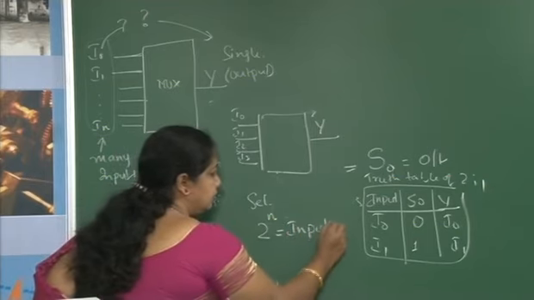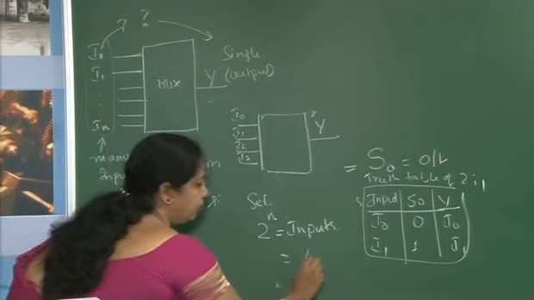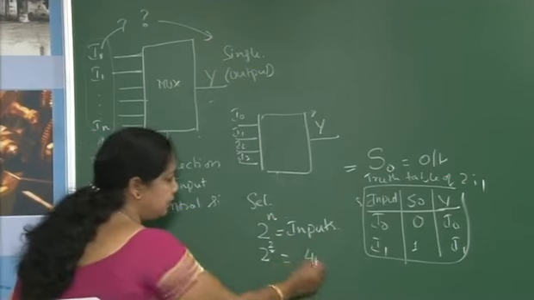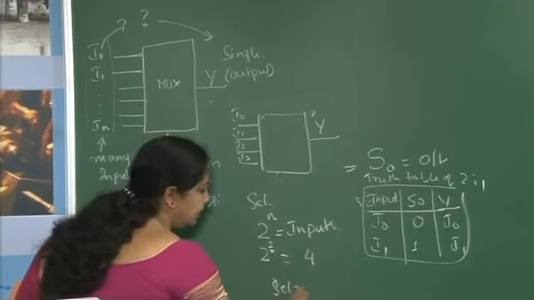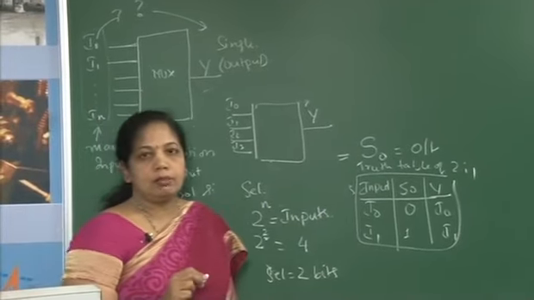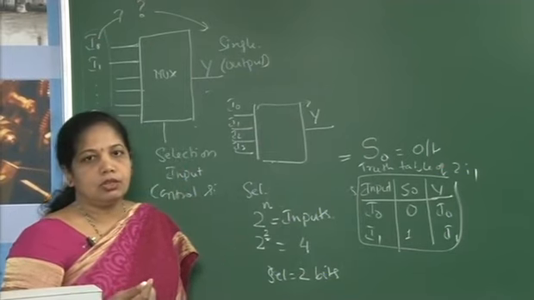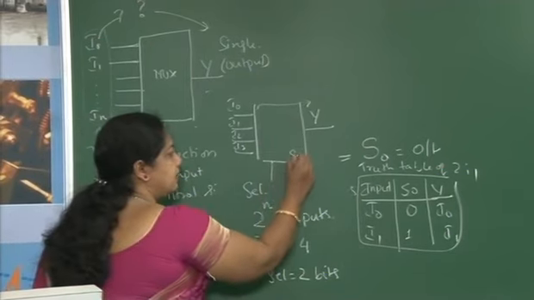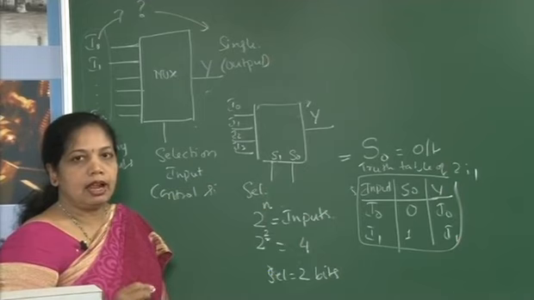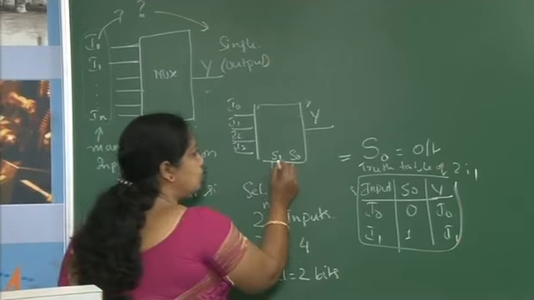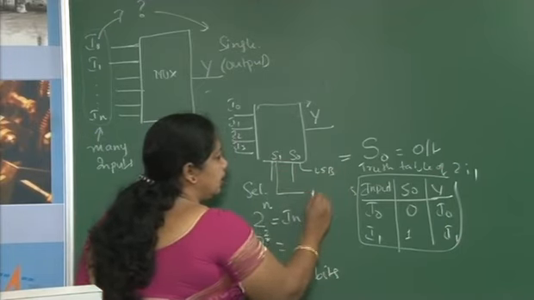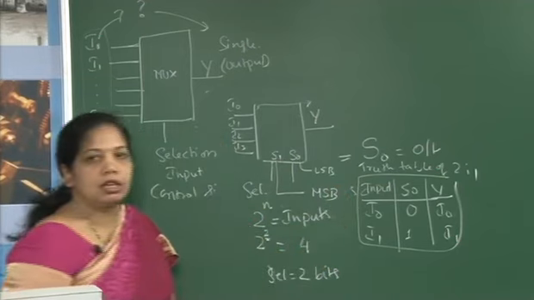So where the number of inputs is now 4, n represents 2, so 2 squared becomes 4. So my selection lines will be 2 bits. Now in a 4:1 mux I will have 2 selection lines. The 2 selection lines are designated as S0 and S1, where S0 is the LSB, the least significant bit, and S1 is called the most significant bit.